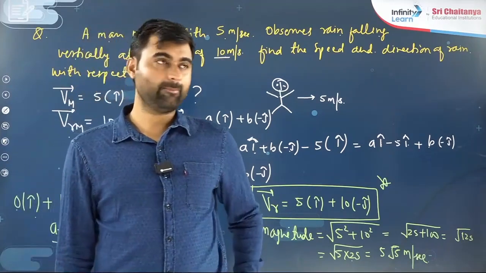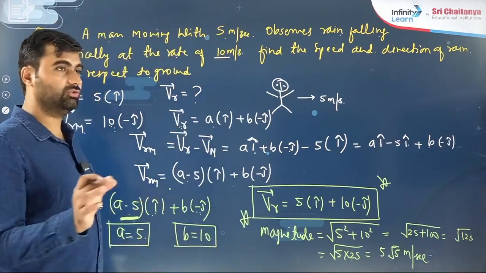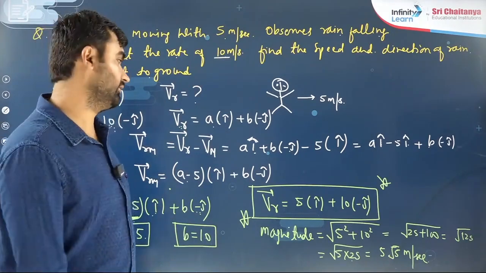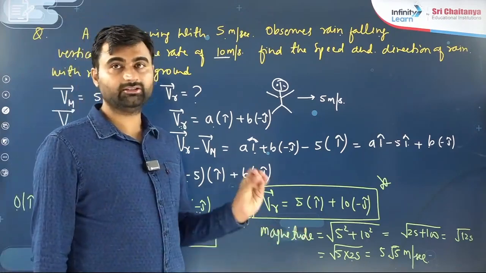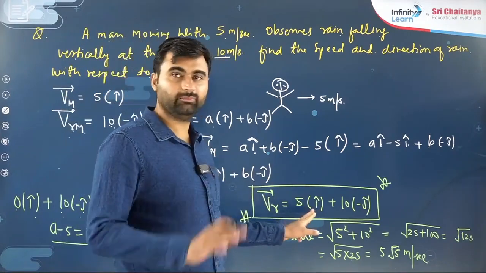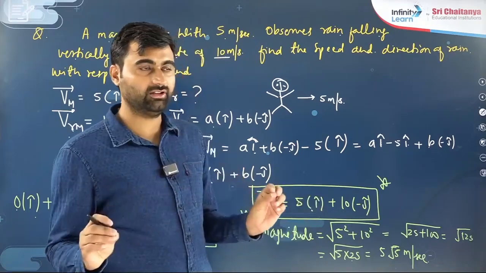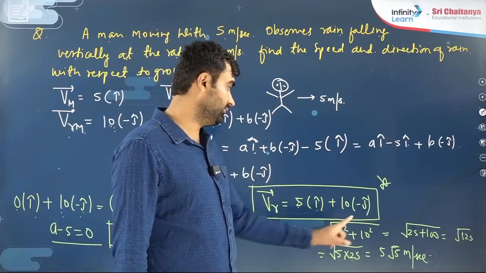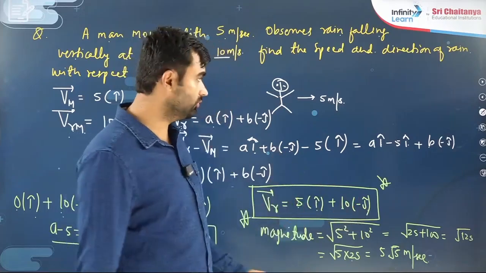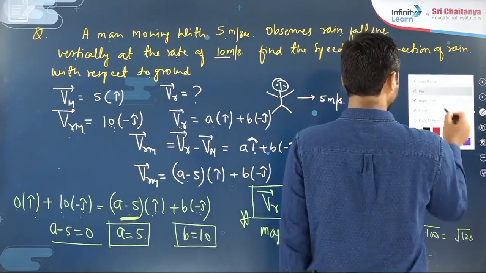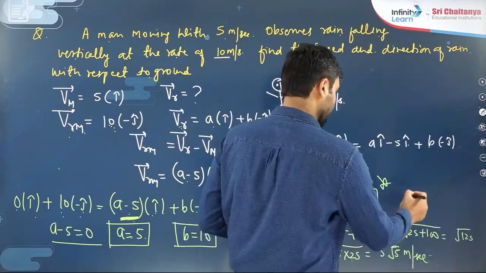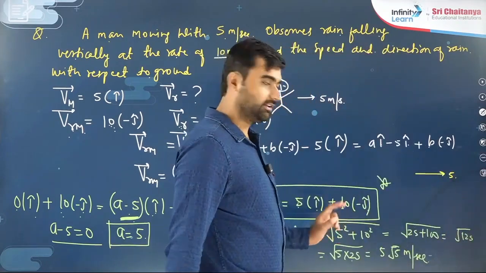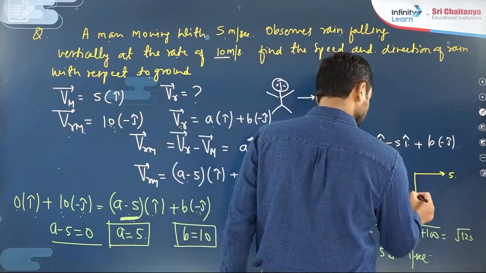Is it clear? Okay, students. So you understood it or not? Okay, very good. What about direction of rain? Okay, direction of rain, how to find? Same method. If you want to find the direction of any quantity, same method. i cap coefficient 5, minus j cap coefficient 10. To draw the diagram, this diagram will be like this. 5 i cap, okay, this is 5 i cap, and 10 minus j cap, this is 10 minus j cap.